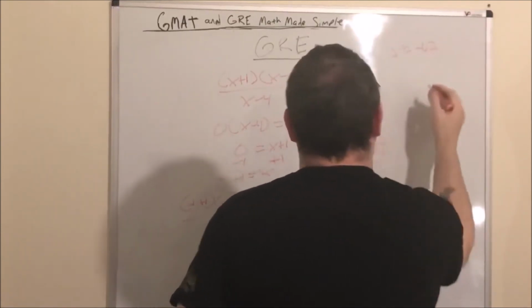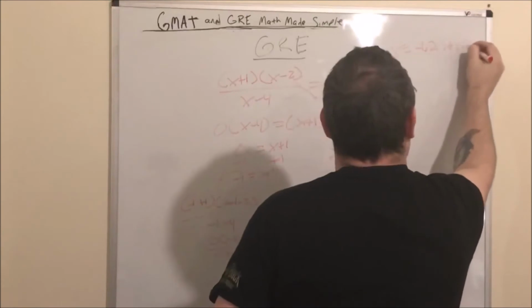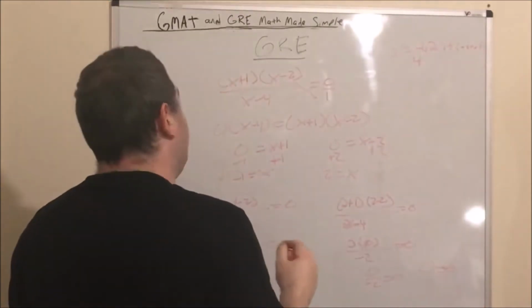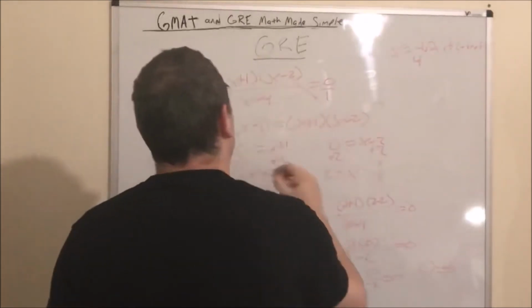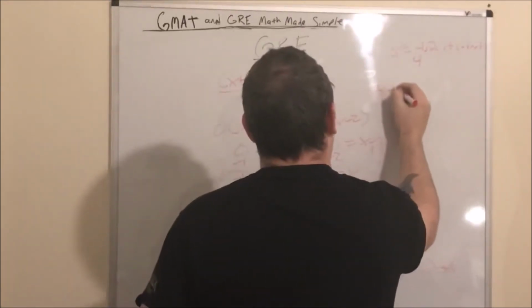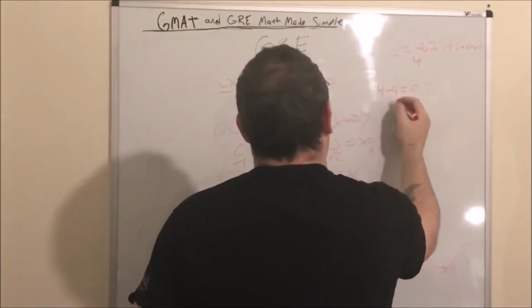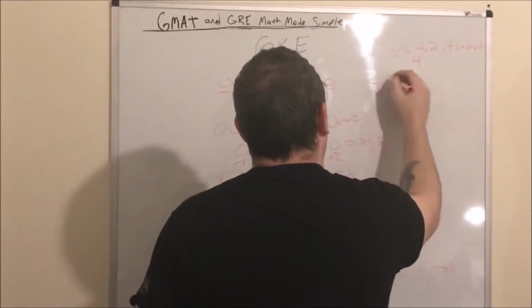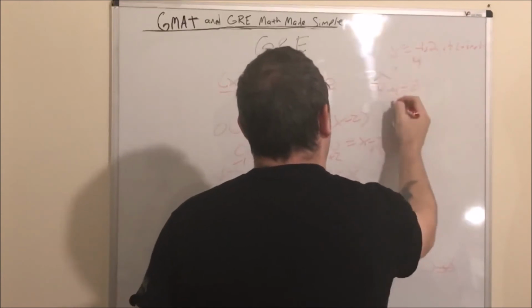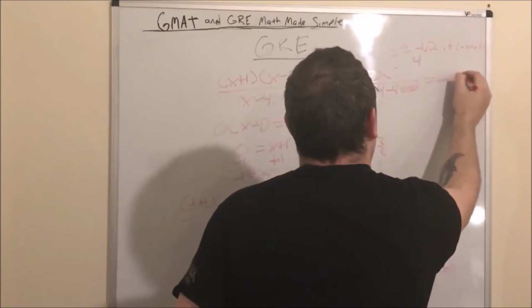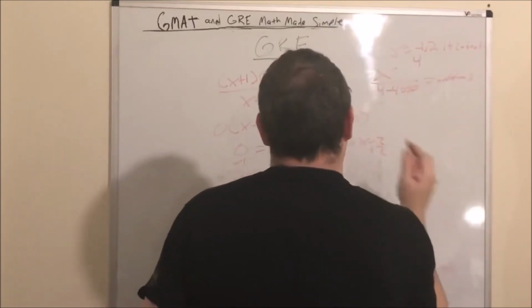But also, x cannot be 4. The reason why x cannot be 4 is because of this right here in the denominator. If you put 4 in there, it'll be 4 minus 4 equals 0. So it would be 4 minus 4, which is 0 in the denominator, and that does not equal 0, it equals undefined. So we can't find an answer if it's undefined here.